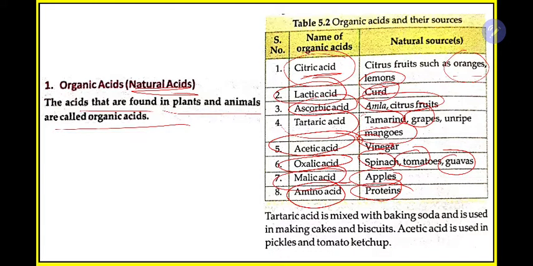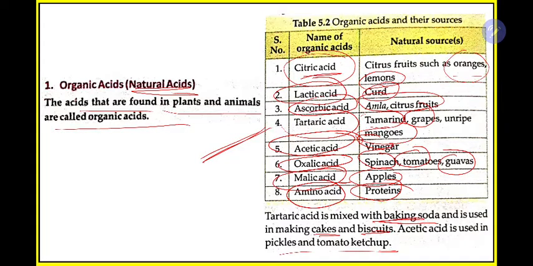Okay, tartaric acid is mixed with baking soda and is used in making cakes and biscuits. So out of all these, we are talking about this tartaric acid. How is it used? It is mixed with baking soda and then it is used for preparation of cakes and biscuits. Okay, acetic acid is also used for pickles and tomato ketchup.